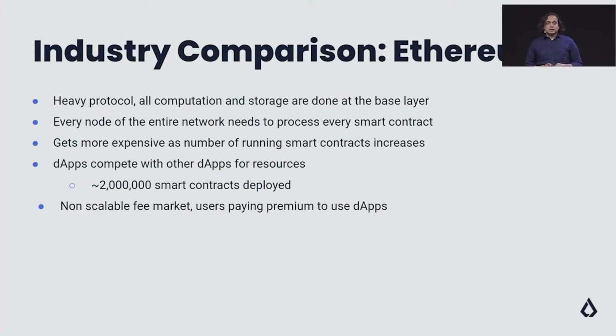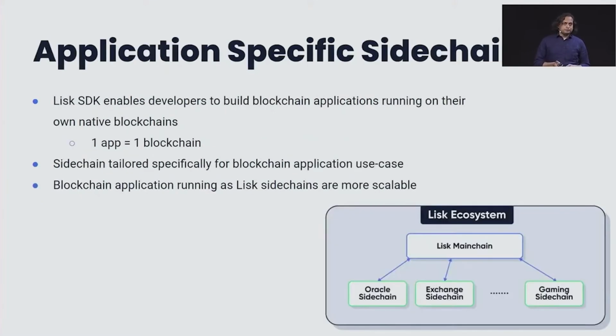And as you can see, Ethereum now has at least 2 million smart contracts deployed on the mainnet. This means all these smart contracts and their applications are competing with each other for block space, and users are competing on gas fees with the users of other applications. This created a non-scalable fee market in Ethereum, where users are now paying a premium to use the applications.